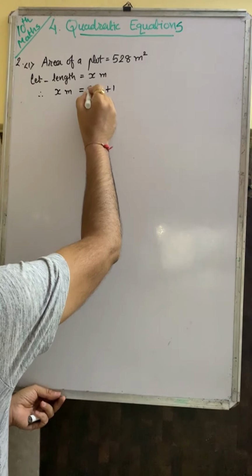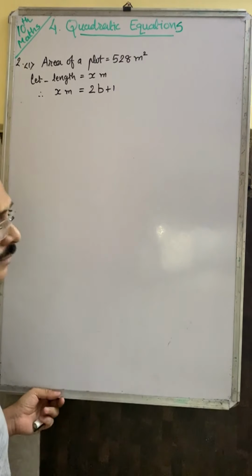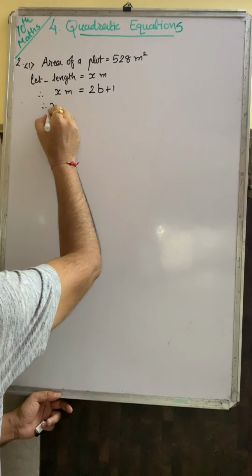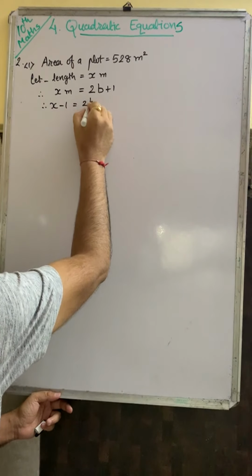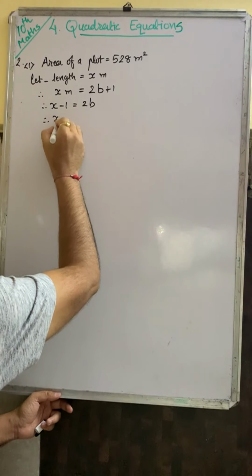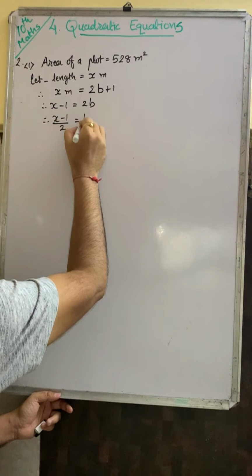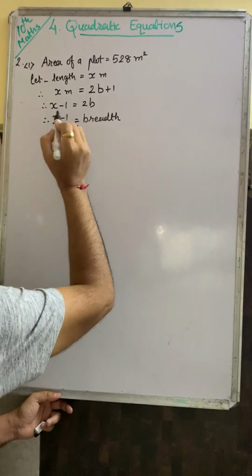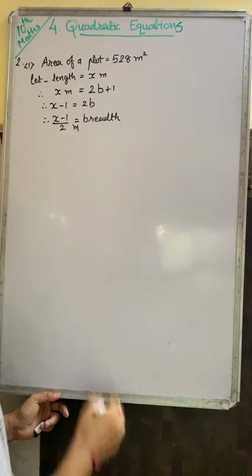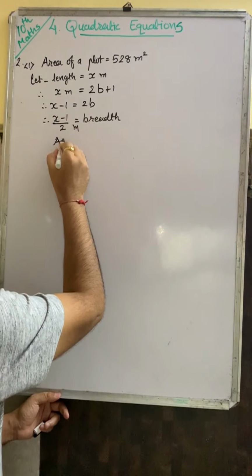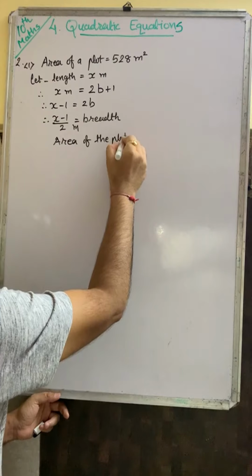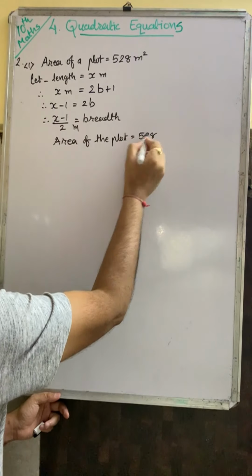Then what? Twice the breadth. We don't know the breadth. So if you take plus 1 to this side, x minus 1 equals to 2 times breadth. Take 2 to this side, x minus 1 divided by 2 equals to breadth, in meter. Okay? Now the area of the plot is equal to 528.